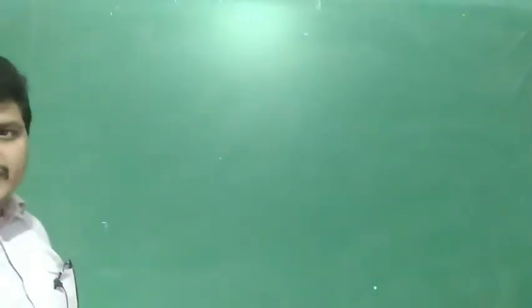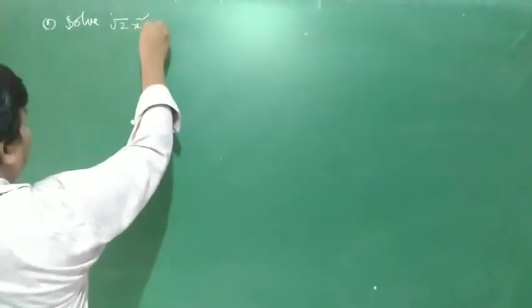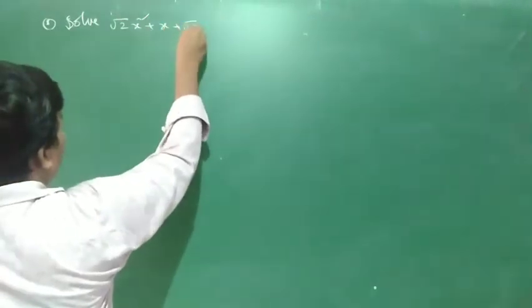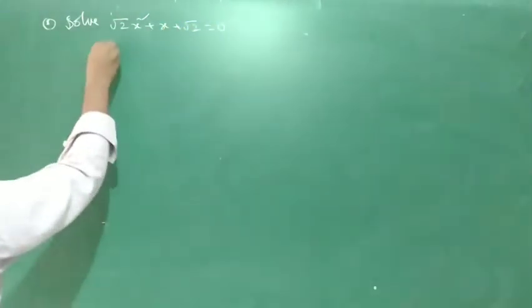Next, going to quadratic equation. So, second type of problems: solve root 2 x square plus x plus root 2 is equal to 0.